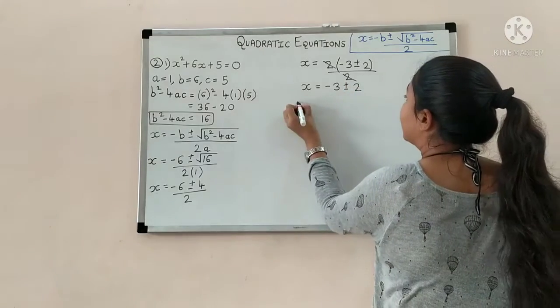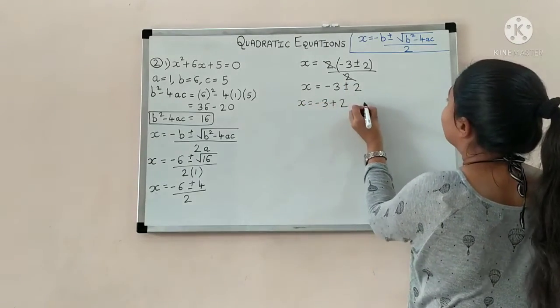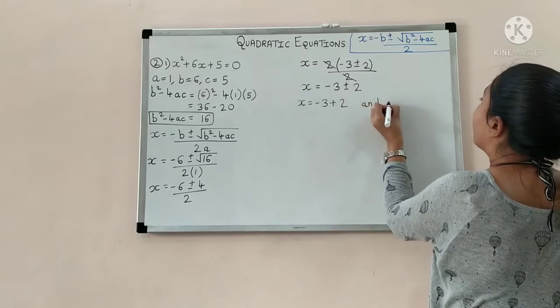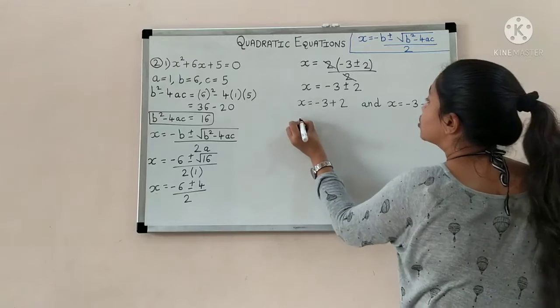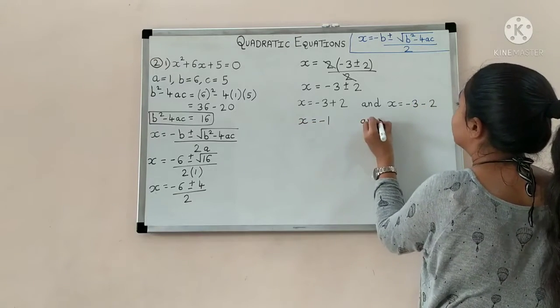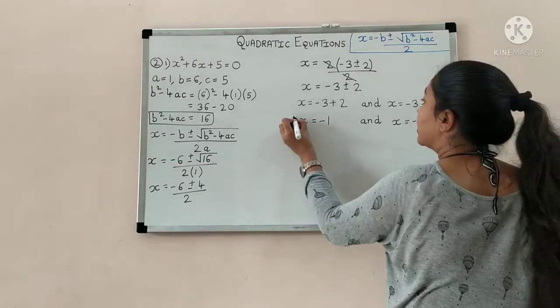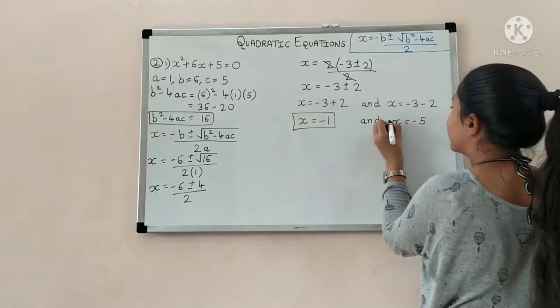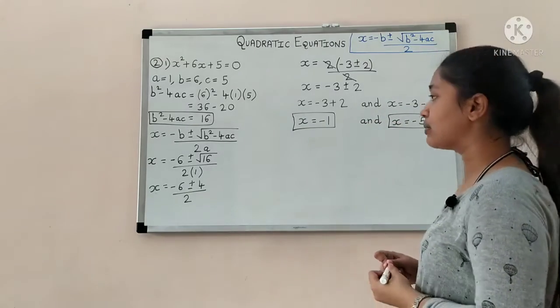So one time take x is equal to minus 3 plus 2 and x is equal to minus 3 minus 2. So x is equal to minus 1 and x is equal to minus 5. Okay, these are your two possible answers for x. That is, x is equal to minus 1 and x is equal to minus 5.